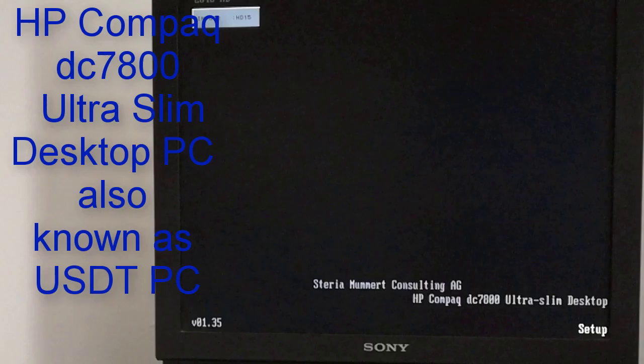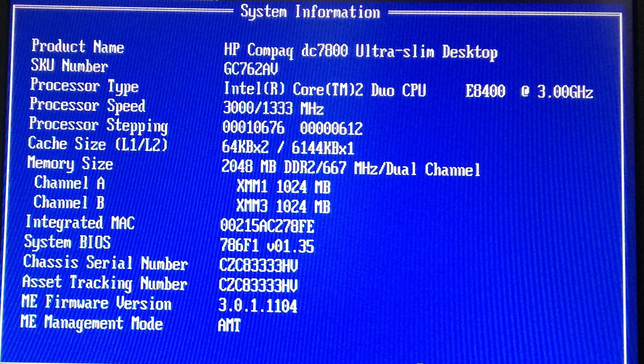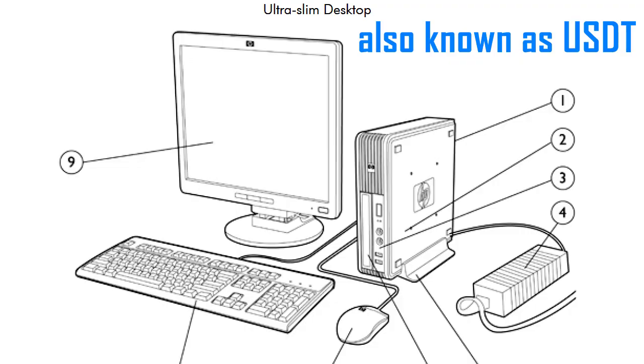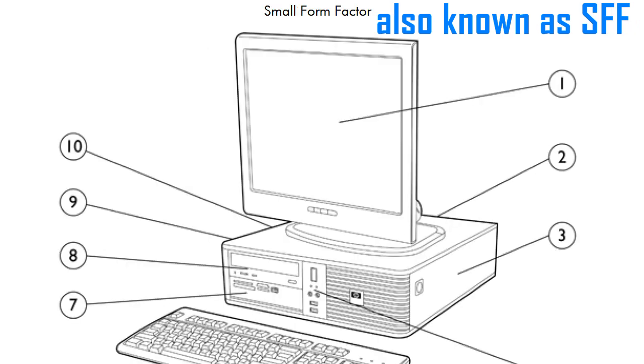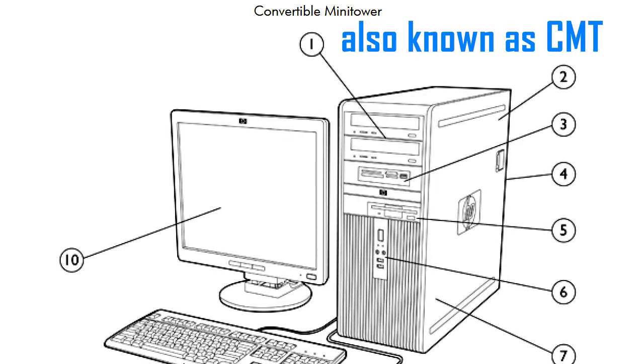This is the HP Compaq DC7800 USDT PC, like it's showing in the boot window and in the BIOS. This is the smallest PC from the Compaq DC7800 family. There are two bigger models, the small form factor and the convertible minitower.